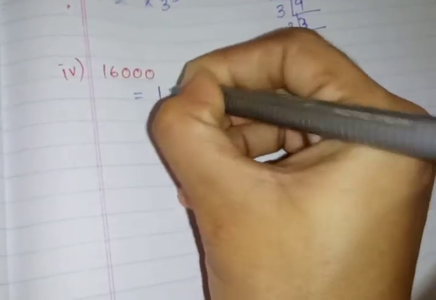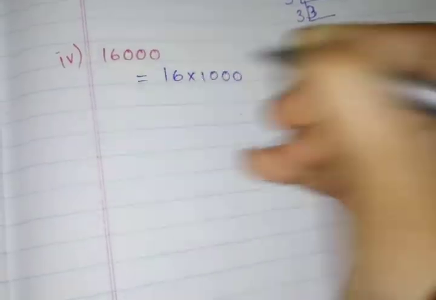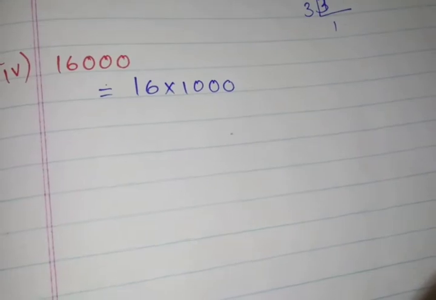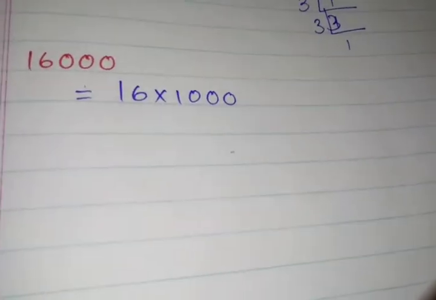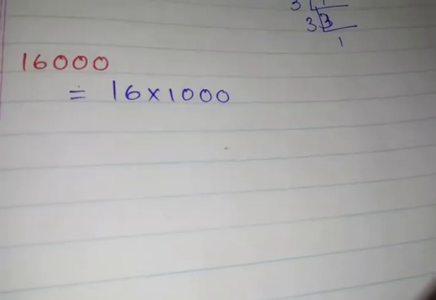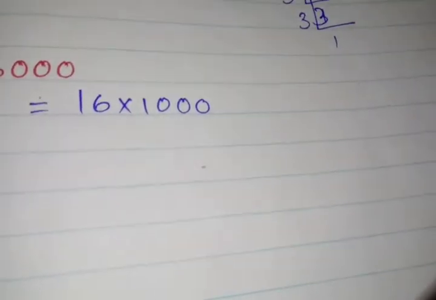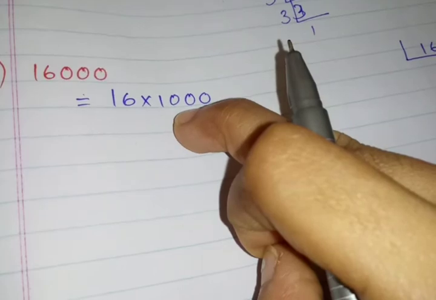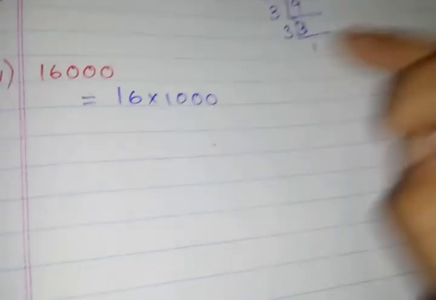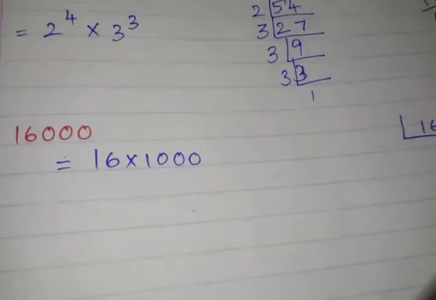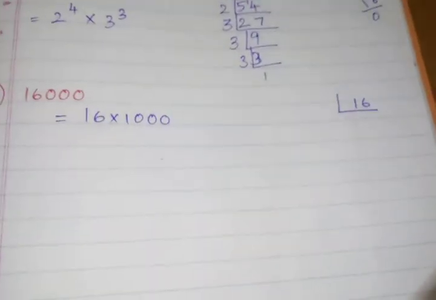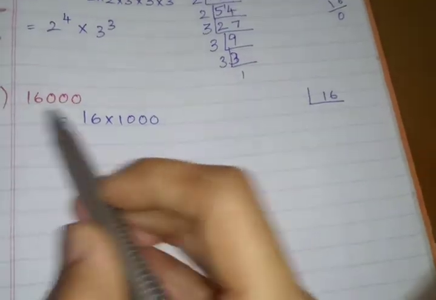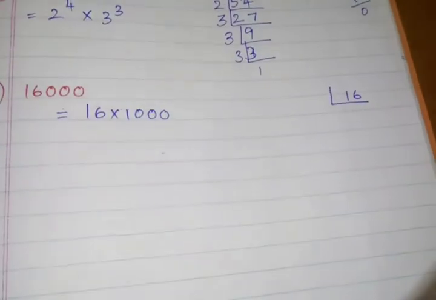So 16,000, first of all, how do you write it? 16 into 1000, right? Is it correct? Okay, now first how will you write 16? You can do the prime factorization of 16 separately, 1000 separately. So it will be more convenient for you, right? Now 16 separately I'll do. If you do 16,000, it will be a very long process. That's why I'm separating 16,000 as 16 into 1000.